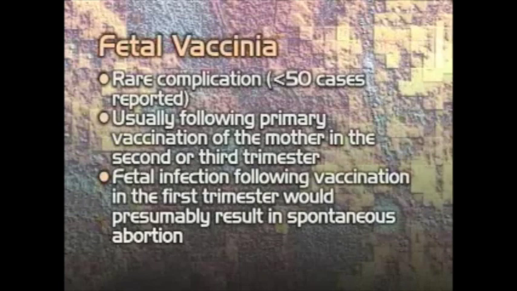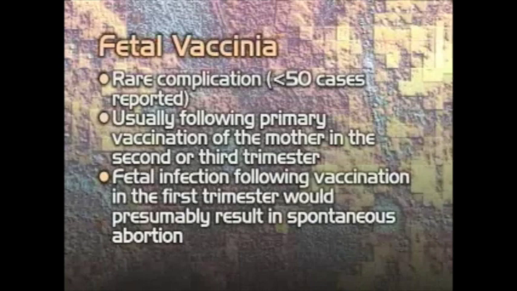A fetus may be infected if a pregnant woman receives smallpox vaccine. Fetal vaccinia is a rare complication of smallpox vaccination. Fewer than 50 cases of fetal vaccinia infection have been reported. When this complication did occur, it was usually following primary vaccination of the mother in the 2nd or 3rd trimester.